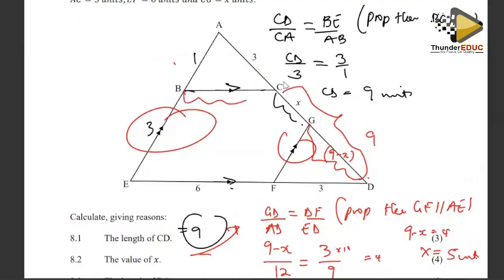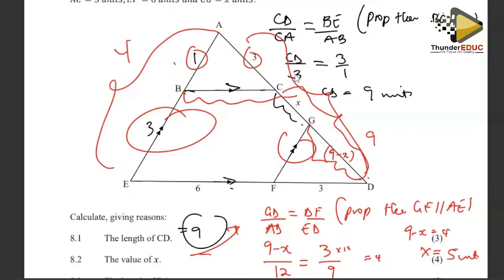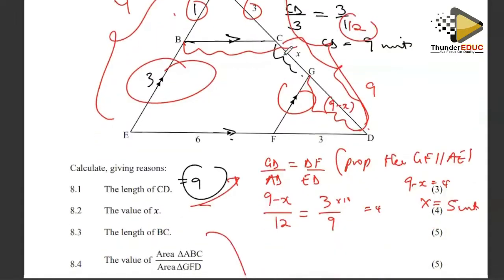Okay, this length here. So one thing we need to do is just try to compare the sides. Okay, compare the triangles. So if this is 1, and then this is 4 units, this is 3, and then that is what? That is 12. So we can see that the ratios are the same, 1/4, 1/4.